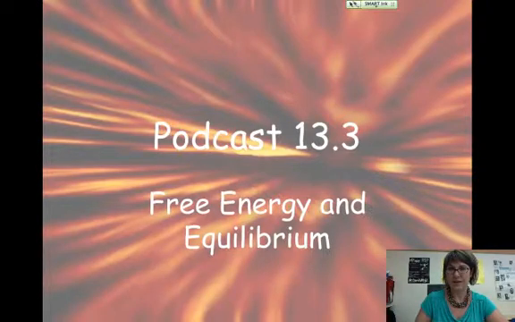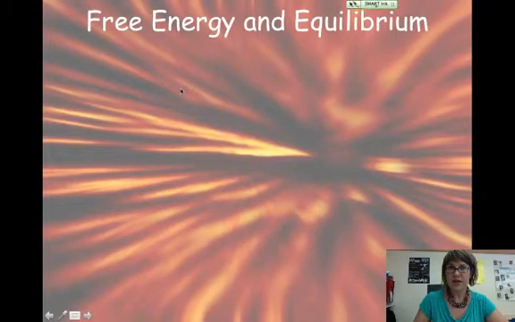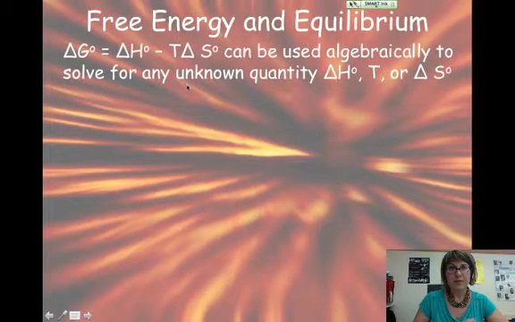How's that feel? We're in podcast 13.3, and today we're going to look at the relationship between delta G, Gibbs free energy, and equilibrium. Remember, delta G is expressing spontaneity of a reaction. When delta G is positive, then the reaction is not spontaneous. That means it does not favor products, right? And so we can relate this to equilibrium and compare delta G to the equilibrium constant K.